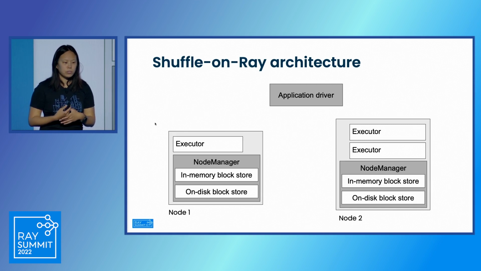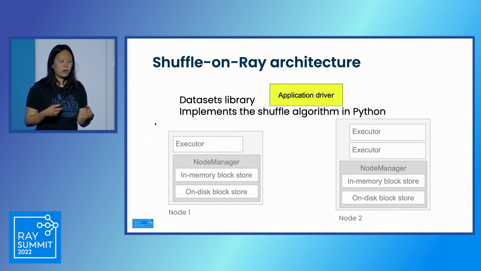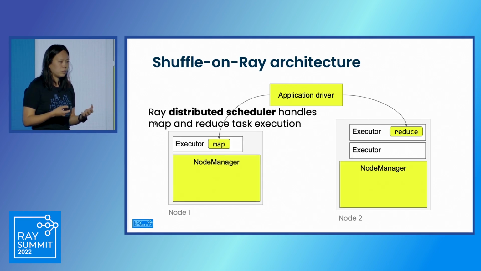We can also take a look at how this works out on a real cluster. Here we have 2 Ray nodes. And in this diagram, we'll have the datasets library code, which is going to sit at the application driver. You can think of this as the entry point of your application. From here, Ray Core will handle the actual shuffle execution, starting with placement and scheduling for the map and reduce tasks.